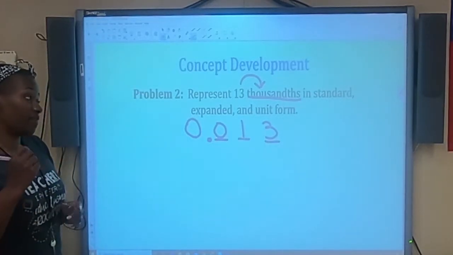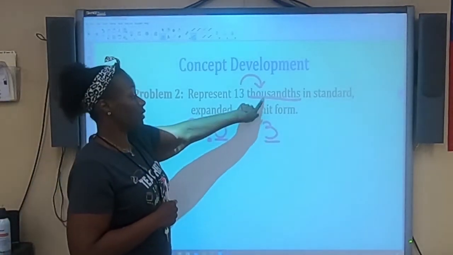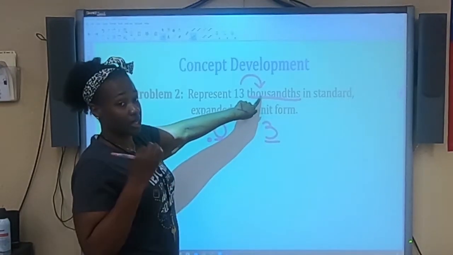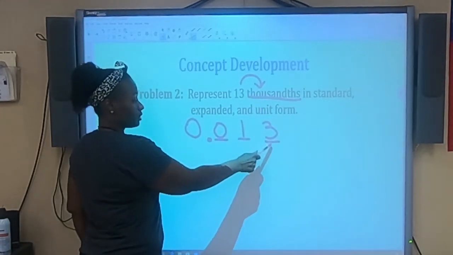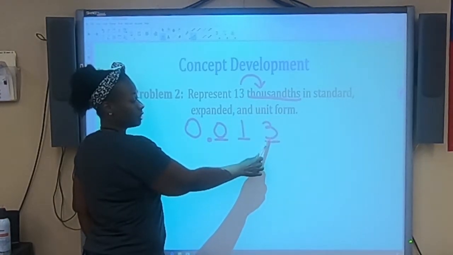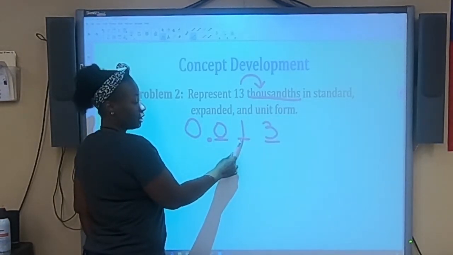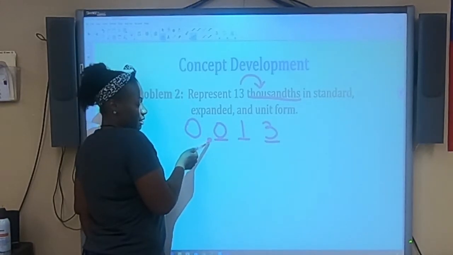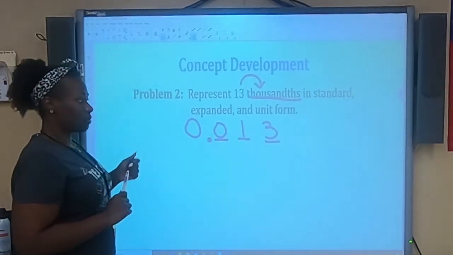Notice my steps. First thing I did was found my unit, which was thousandths. It told me I needed 3 decimal places, tenths, hundredths, thousandths. The 3 sits in the thousandths. The 1 had to shift. I need a 0 to get me back to the decimal. So there's my standard form.